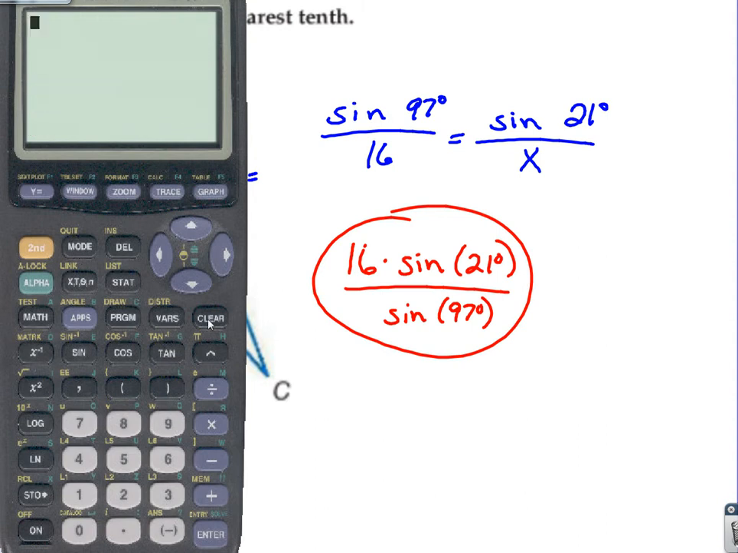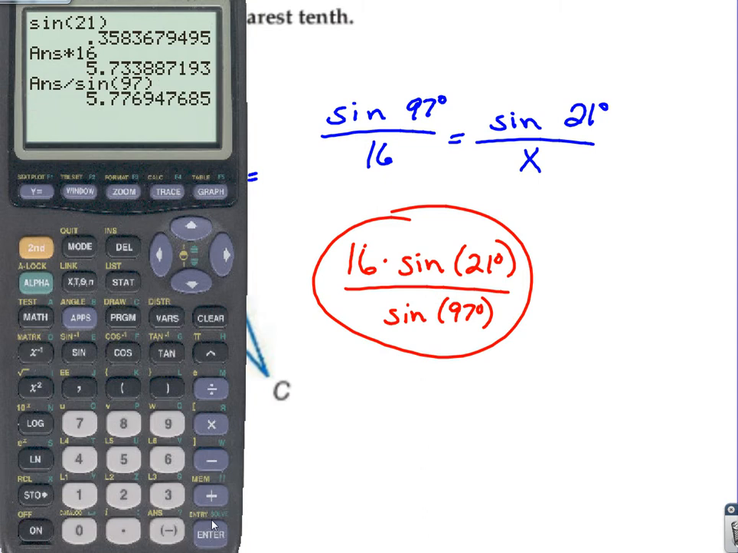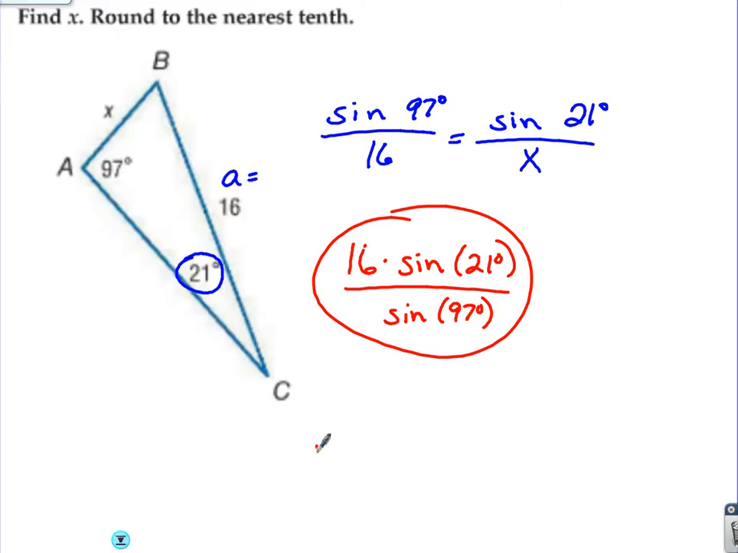Clear? The sine of 21 times 16, and some of you will have to do it one step at a time. Sine 21, enter. Times 16, enter. Divided by sine of 97, enter. I get 5.77 or about 5.8. So x is about 5.8. Done. That's all you're going to do.